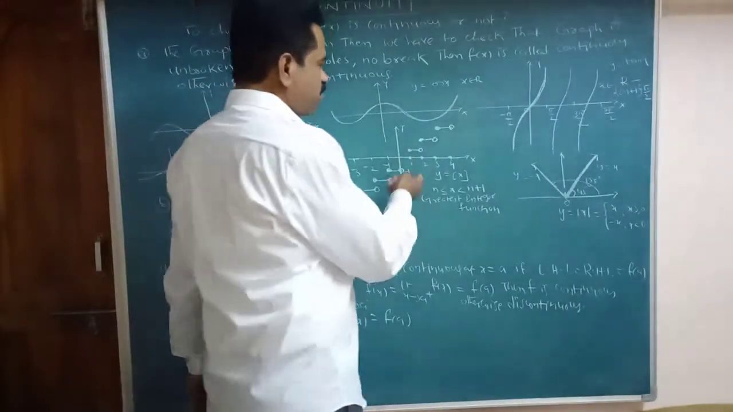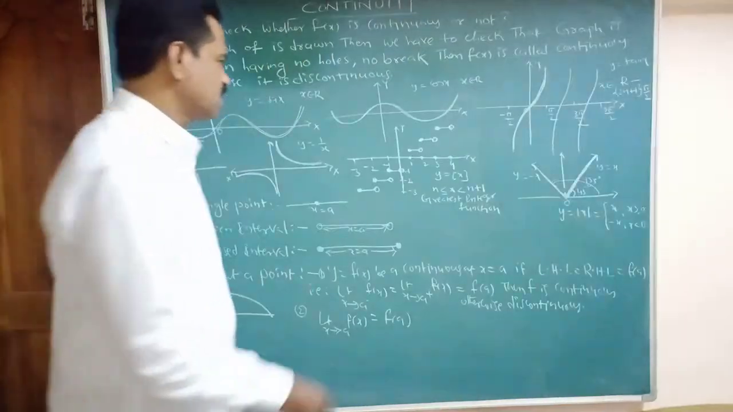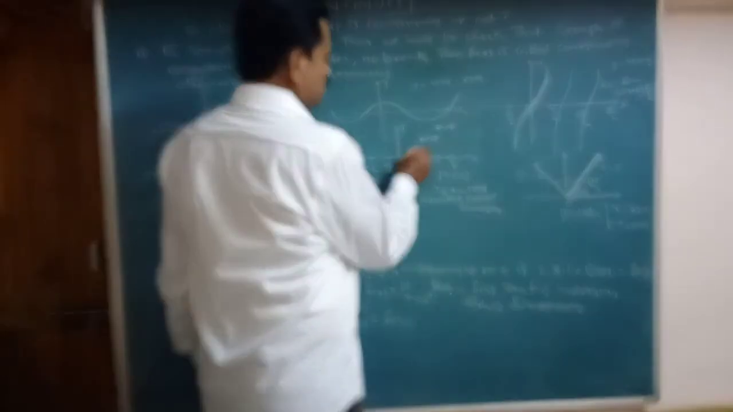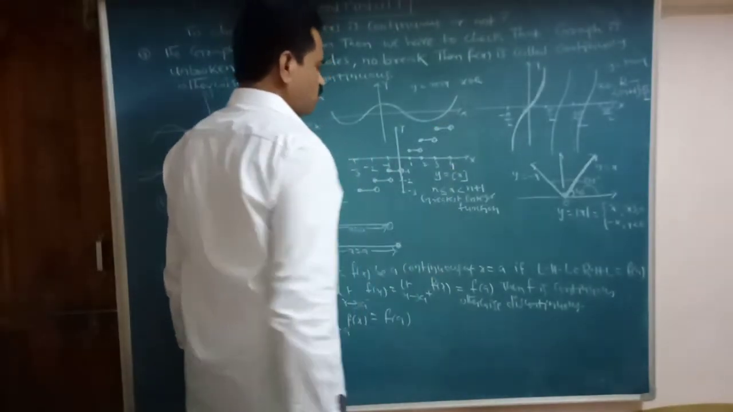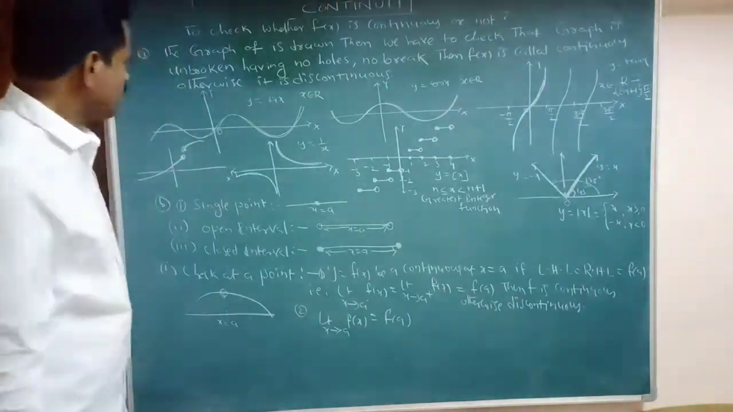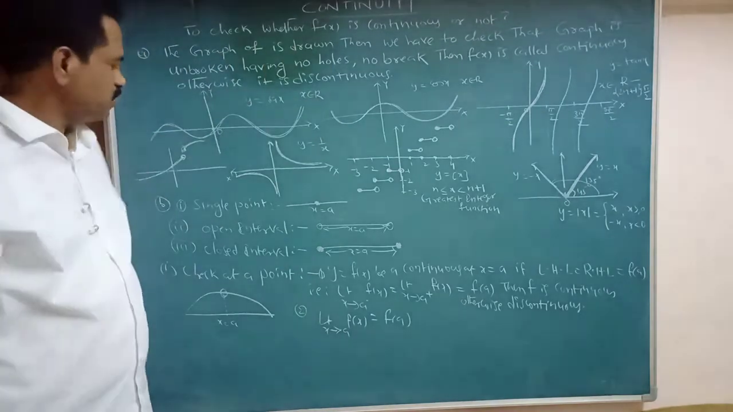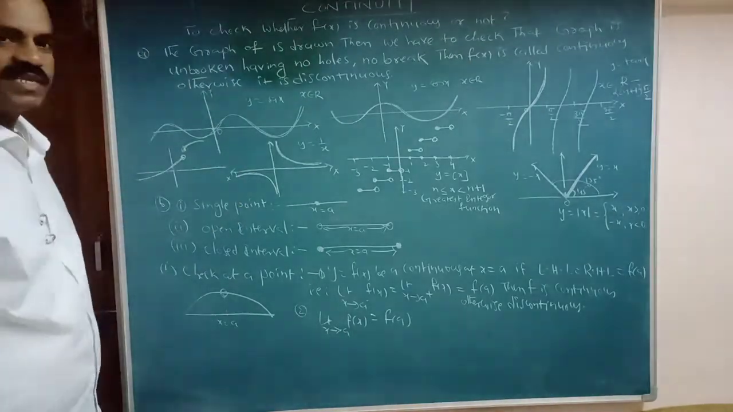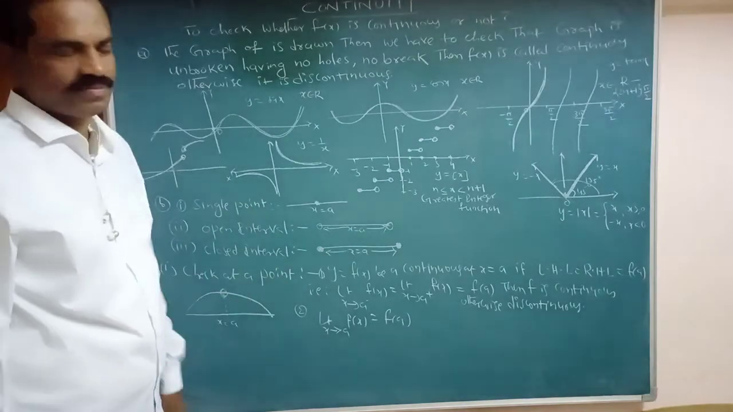And y equal to step x, the greatest integer function. See here, 1 to 2, and after that it is jumping, 2 to 3, after that 3 to 4. So it is discontinuous. Okay? Next, we can check continuity at a single point, an open interval, or a closed interval.